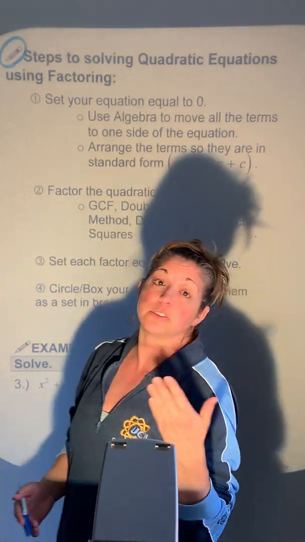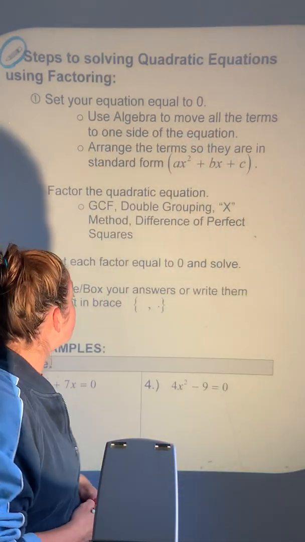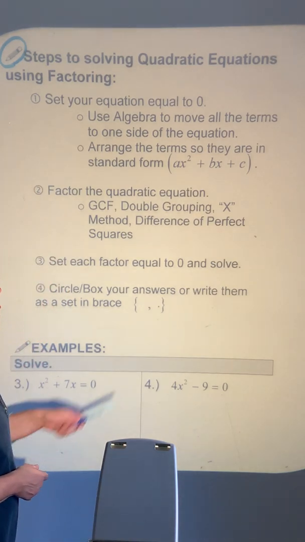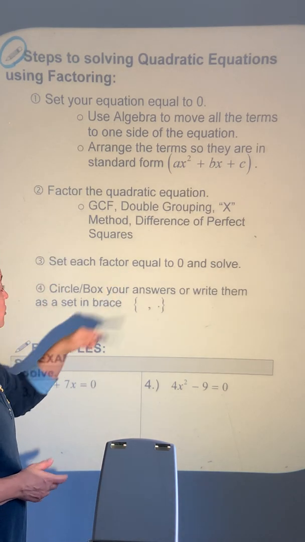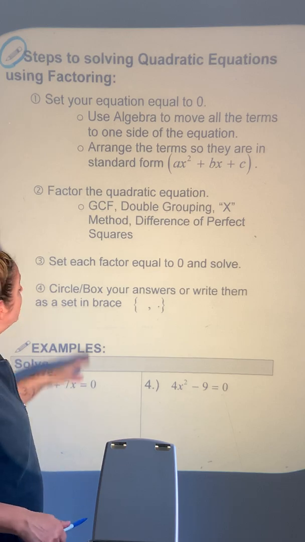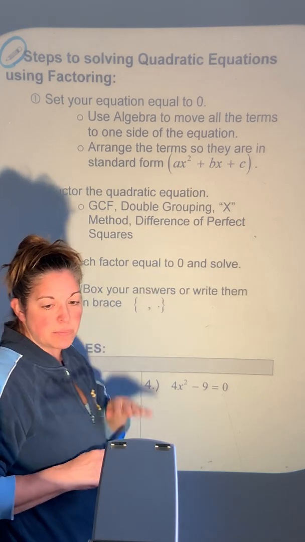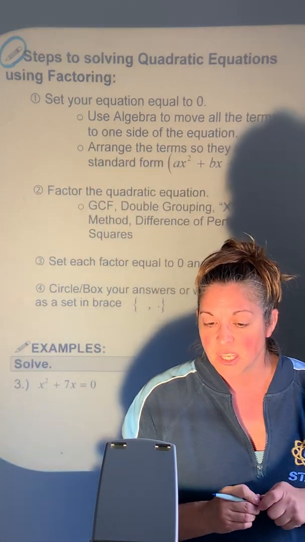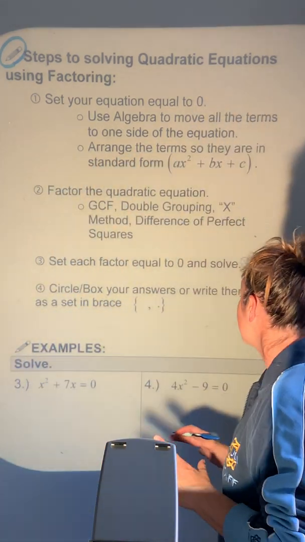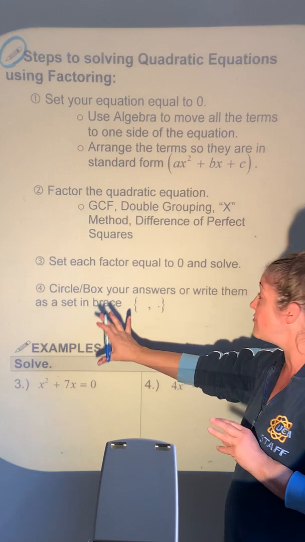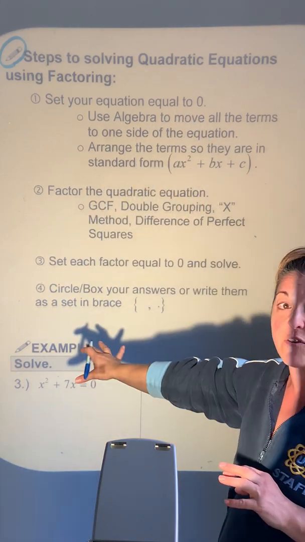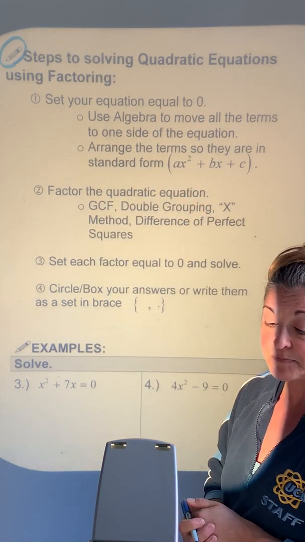And then lastly, you're going to do exactly what we just did on the first page that I showed you. We're going to set each factor equal to 0, solve, circle or box your answers, or if you want to be real fancy, you'll go ahead and put them in the braces. So at this point, guys, a good idea would be to pause the video to make sure you have all of these written down.